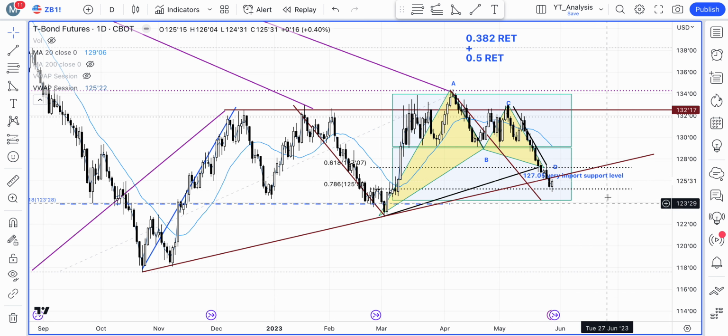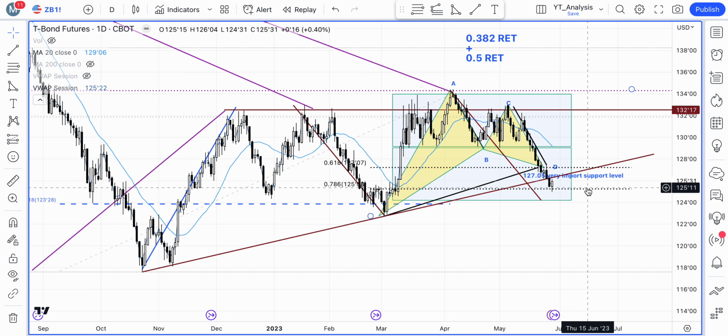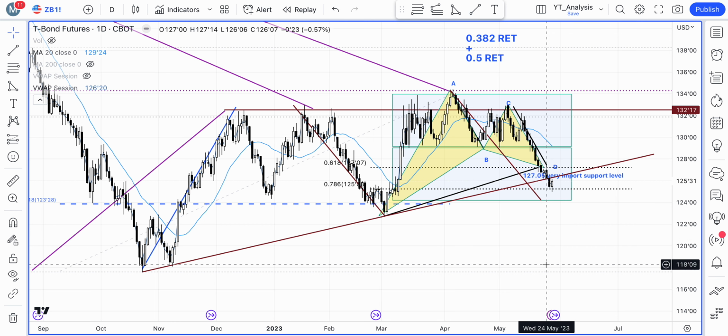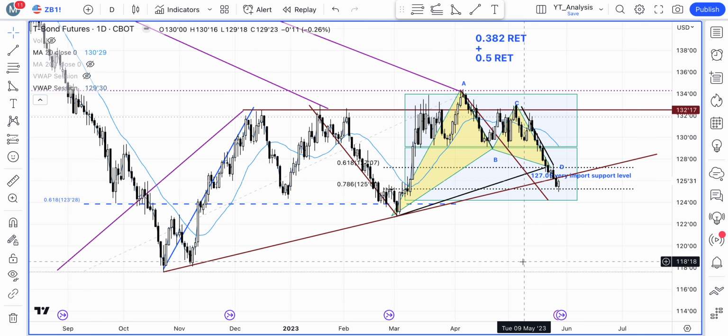But again, in terms of the long bond futures, the 30-year Treasury bond, we need to pay attention to the 125 to around 124 level, whether it's going to hold or not. And in my perspective, any good news coming out of the debt ceiling talks would actually cause a rally in this market.